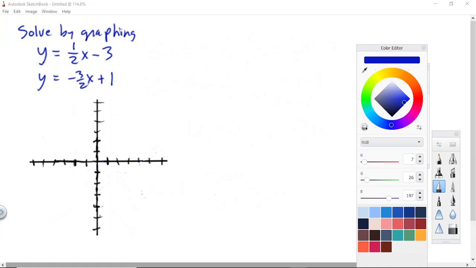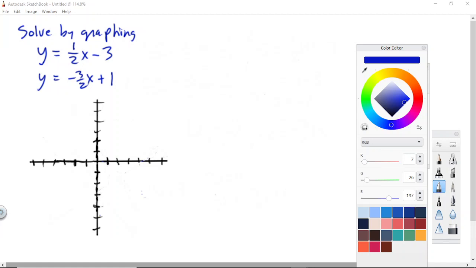And if we graph those lines, the point of intersection will be the point where both equations are true, and that's the solution. So that will be an ordered pair. So pause the video and give it a try.